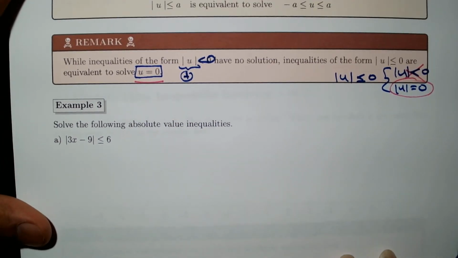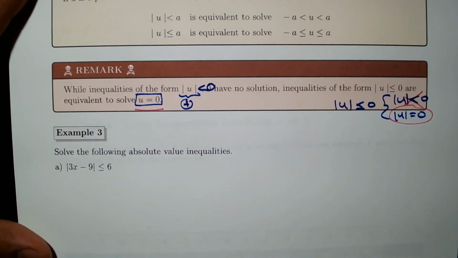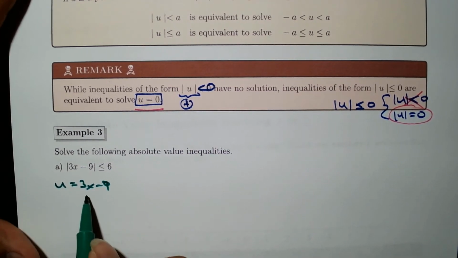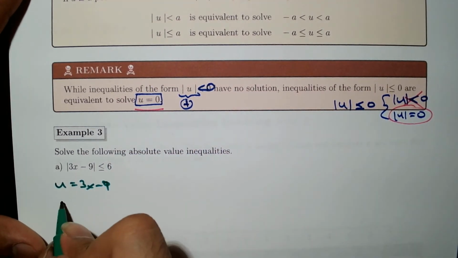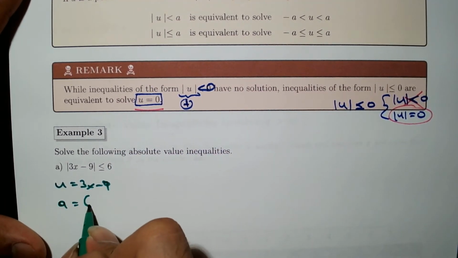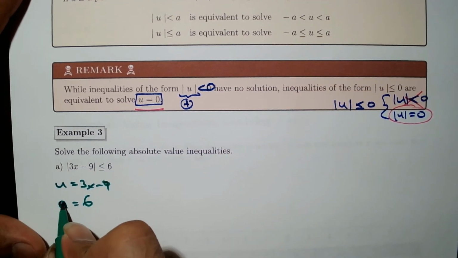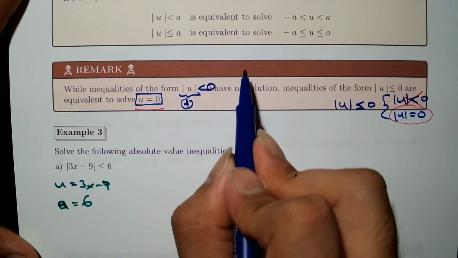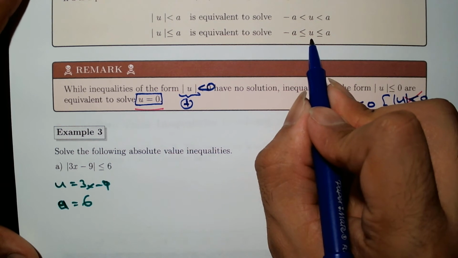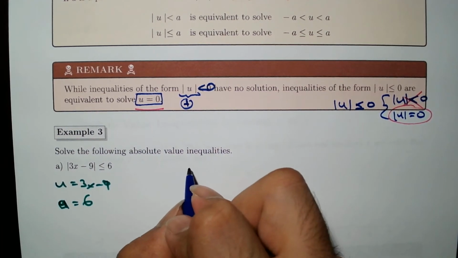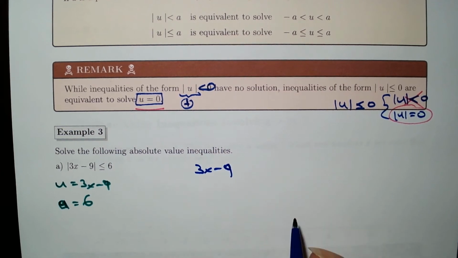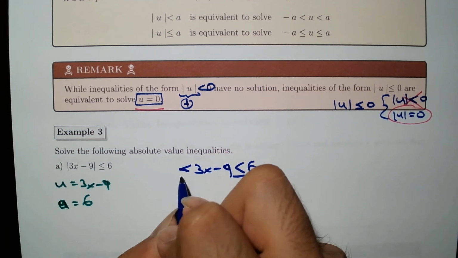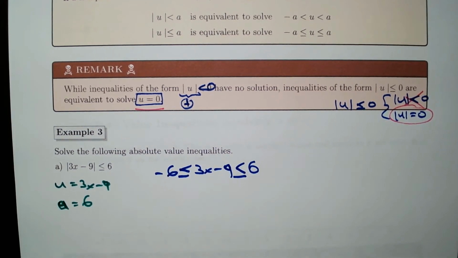So in this case, 3x minus 9 will play the role of u, and the number 6 will play the role of a. So this is what we do. We are going to have an inequality of the second form, in which u will be in the middle, in this case the quantity 3x minus 9, and it will be less than or equal to +6 and greater than or equal to -6.